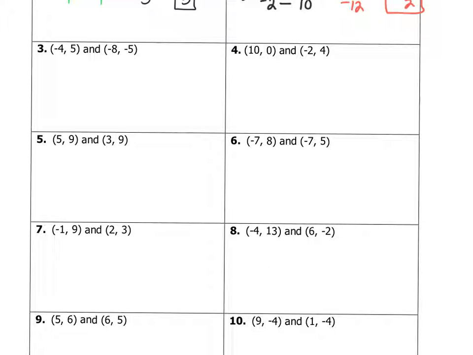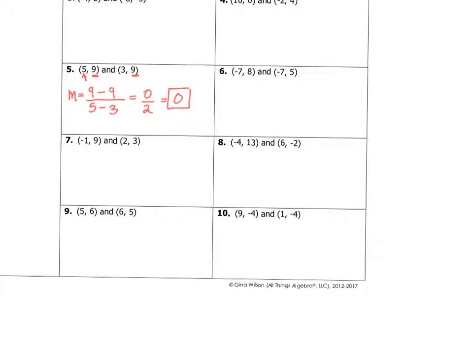Let's take a look at number 5. So slope is equal to y minus y over x minus x. So again, y minus y over x minus x. That gives us 0 over 2, which is a slope of 0. So since the line that passes through these 2 points has a slope of 0, that line has got to be a horizontal line.